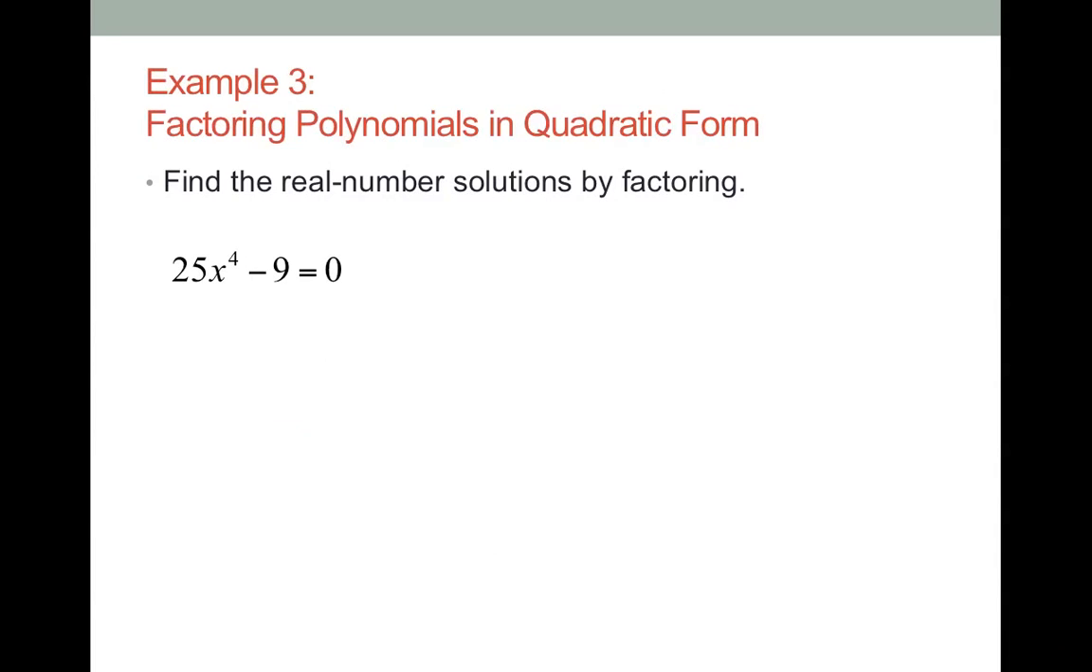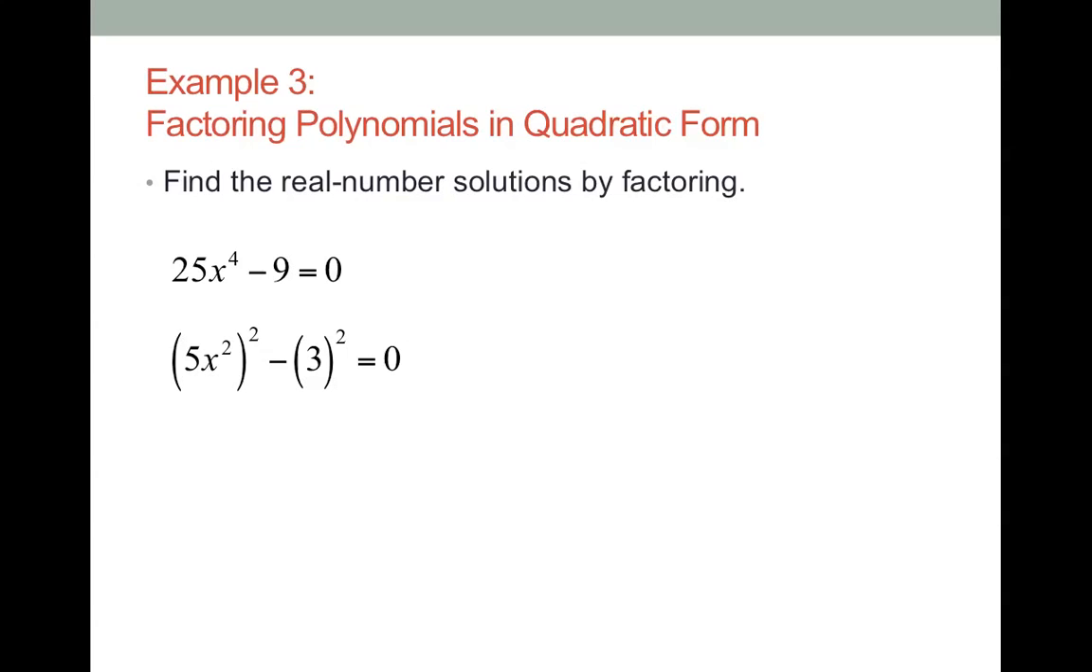All right, next method. In this case, we want to find the real number solutions by factoring something that looks like something we saw when we worked with quadratics. It's not quadratic. This is a fourth degree polynomial. But it looks like something we saw with quadratics because it looks like we have a difference of squares here. And indeed, we do. You can rewrite this as two terms that have each been squared to give us the 25x to the fourth and the minus 9.